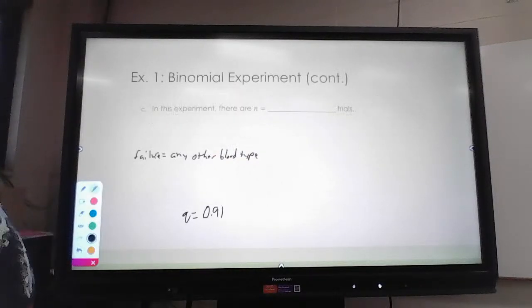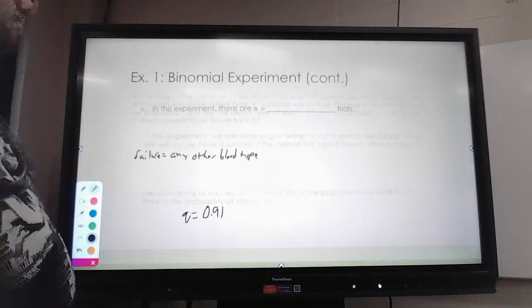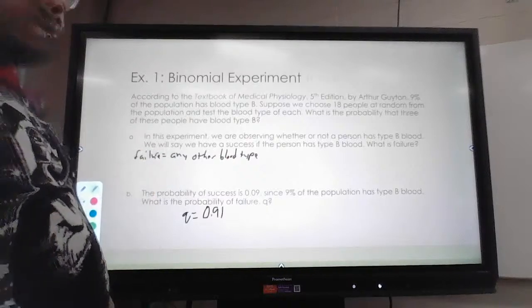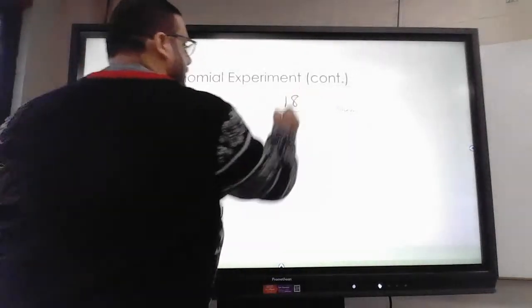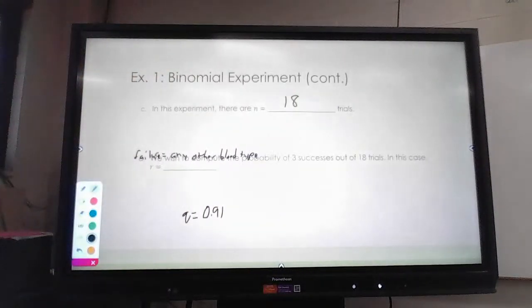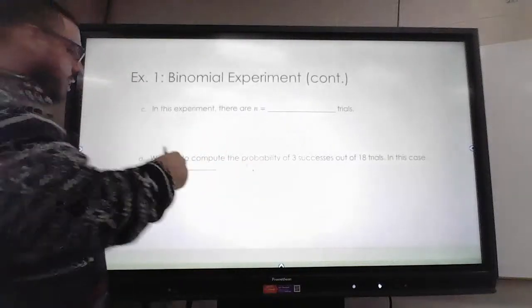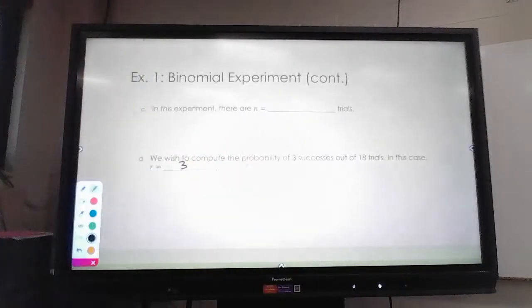Now, in this experiment, how many trials do we have? Well, let's go back. How many people did we choose for these trials? We chose 18 people. So there are 18 trials. We wish to compute the probability of 3 successes out of 18 trials. In this case, r, being the number of successes that we want, is 3.